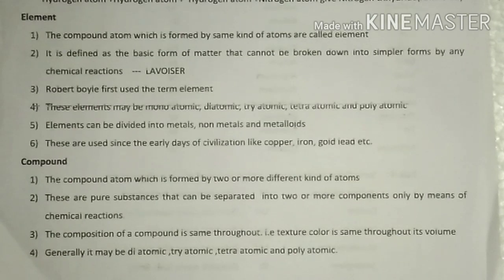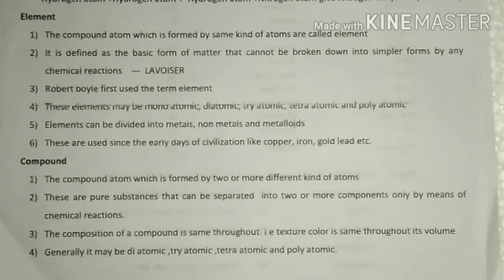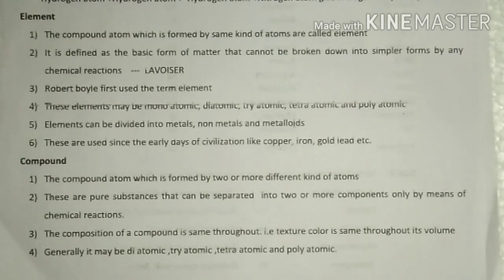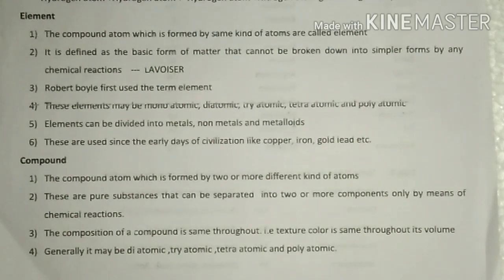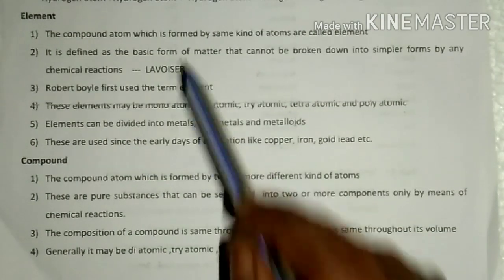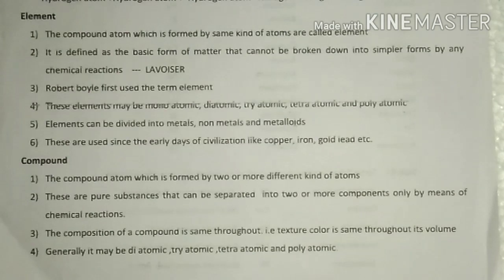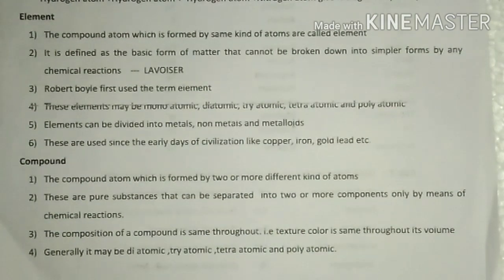Now we can say H2O is an example of a compound, whereas if we consider carbon, it is an element. Why? Because it can't be broken down into simpler parts by any kind of reaction. The definition of element was given by a scientist called Lavoisier, while Robert Boyle is the first person who used the term element.